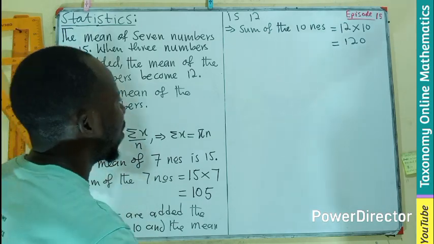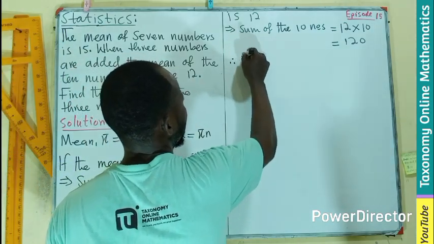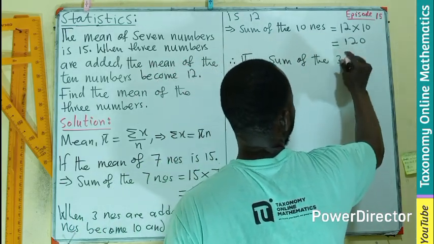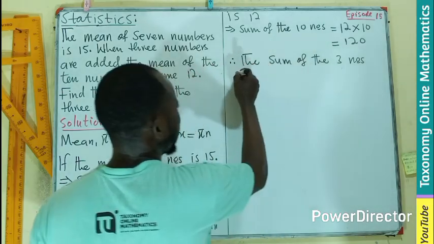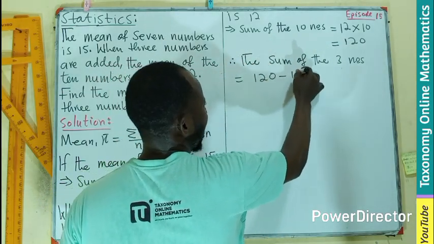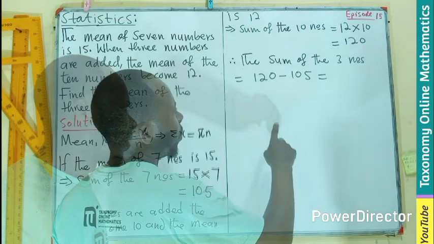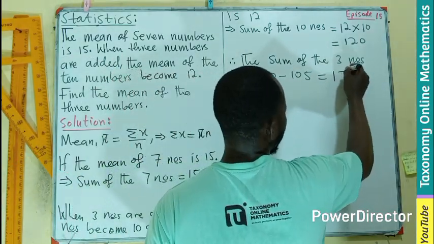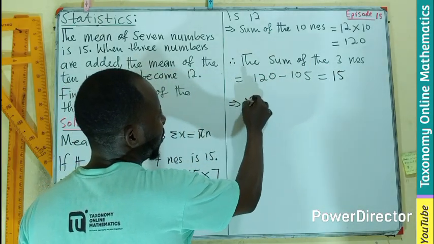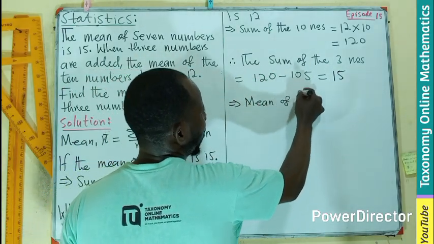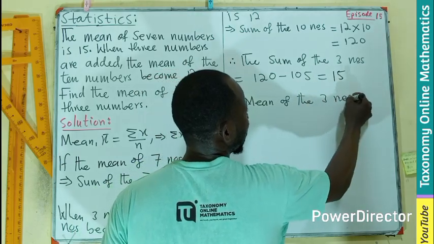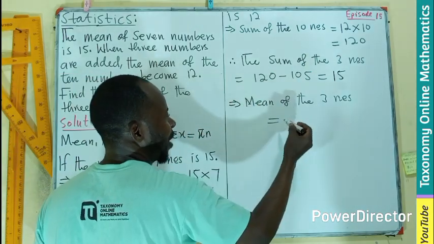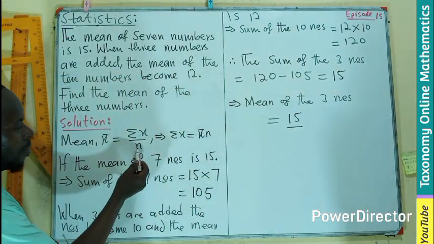So let's see. Therefore, the sum of the 3 numbers is going to be 120 minus 105. So 100 from here will be like 20. 20 minus 5 will be 15. So that implies that the mean of the 3 numbers will be equal to the summation of the numbers, the sum of the 3 numbers, 15, divided by the number of entries.